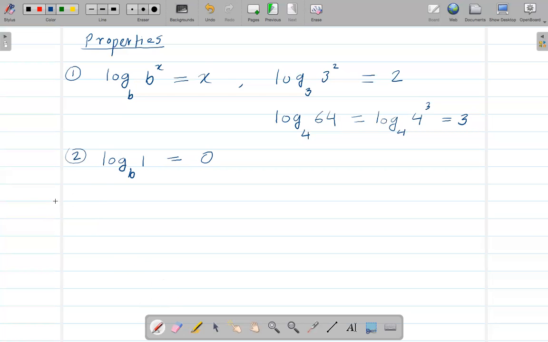The next one, what is the log of 100? Okay, so here there is nothing on the base. So if there is nothing on the base, then it's always 10. So we don't have to write that.